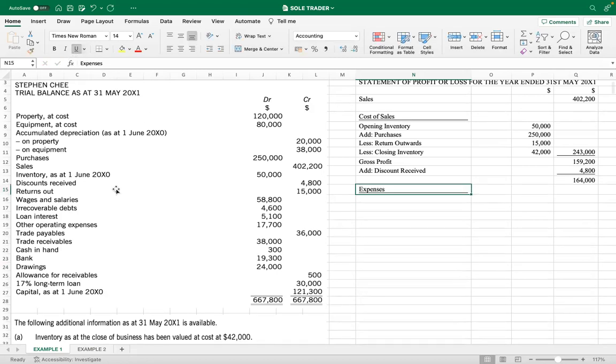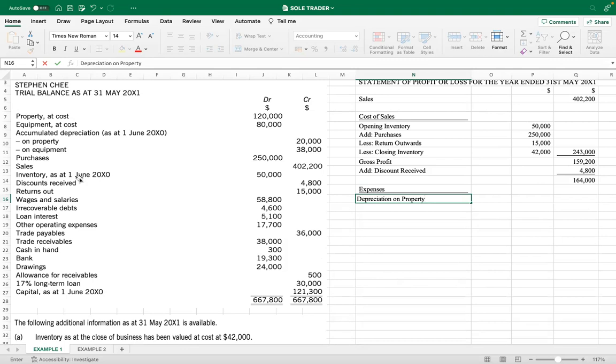Account for all expenses. So what are our expenses in this question? You list them according to the order of the trial balance so that you don't leave out any expense. Property is not an expense, purchases, accumulated depreciation, which means there is an expense on depreciation if we follow this order of the trial balance. There is the depreciation on property and the depreciation on equipment. So depreciation on property.